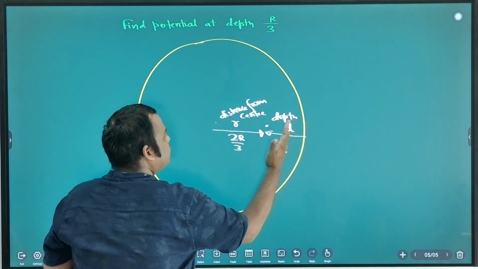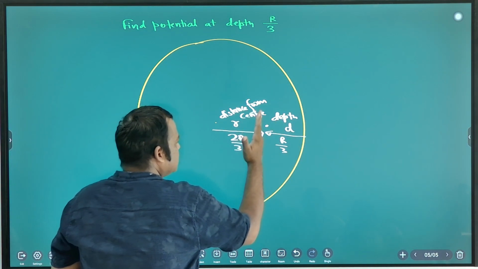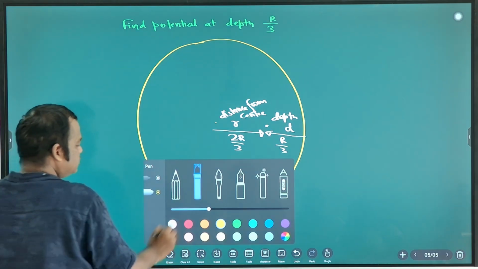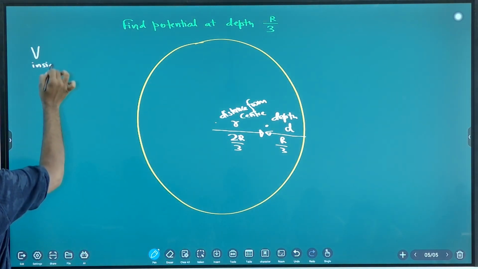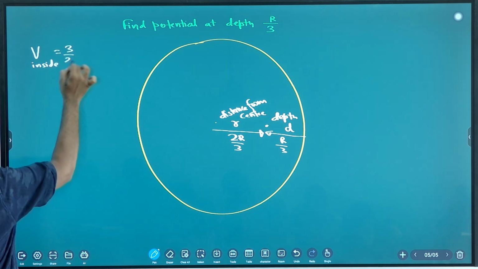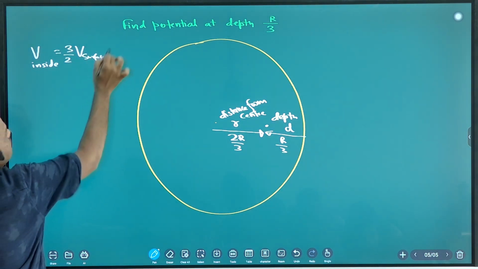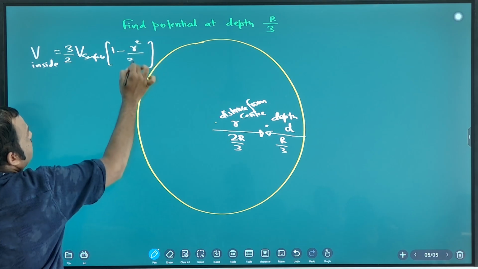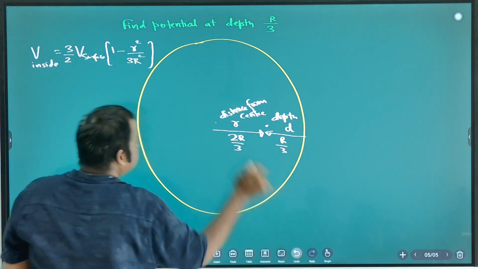Distance from surface is depth. Distance from center is this small r. So the formula: potential inside is equal to 3 by 2 times potential at the surface, times (1 minus small r square by 3 capital R square). Okay, this is the formula, no doubt.